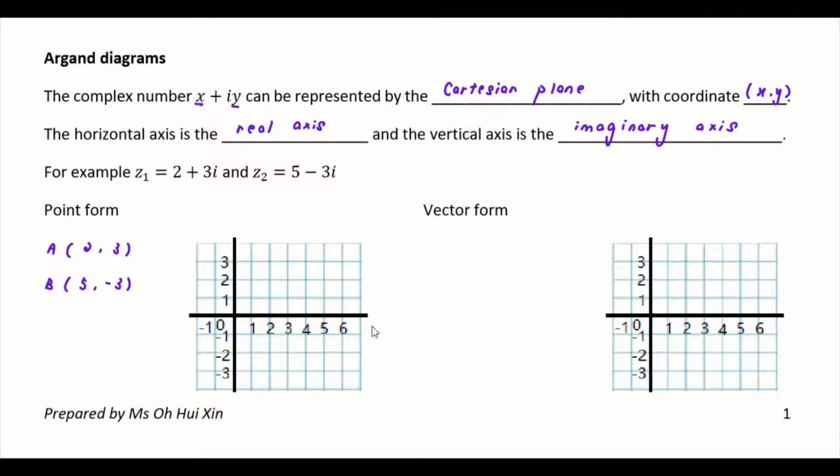So this is the horizontal axis, which represents the real part, and this one represents the imaginary part.